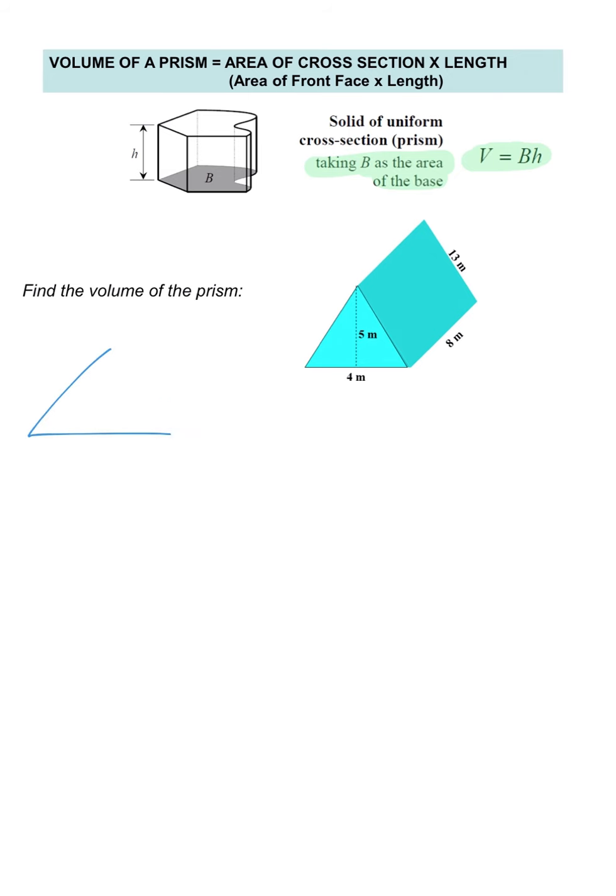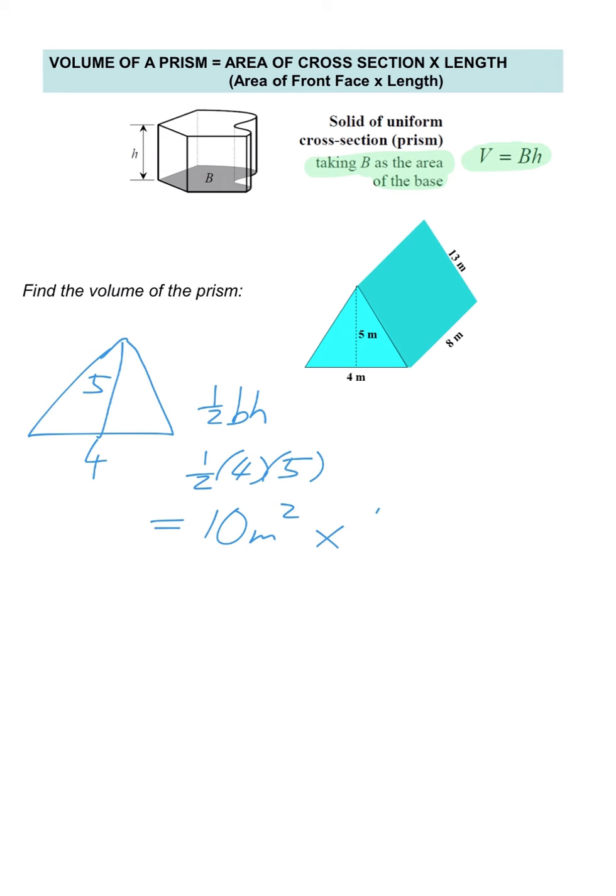So first of all here, the front face of this shape, we have a triangle, and the area of a triangle is half the base times the height. So we have half times 4 times 5, and that is equal then to 10 meters squared as the area of the triangle. And then we need to multiply that by the length. In this one the length is 8, so 10 by 8 is equal to 80 meters cubed. Remember using cubed for volume.